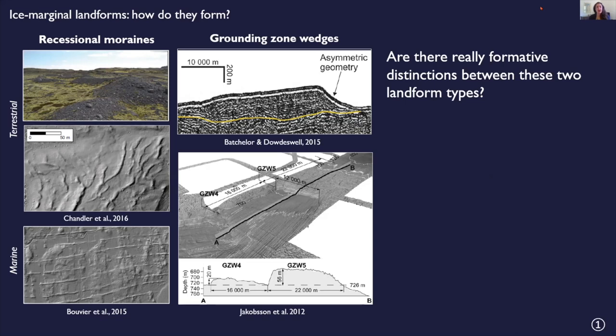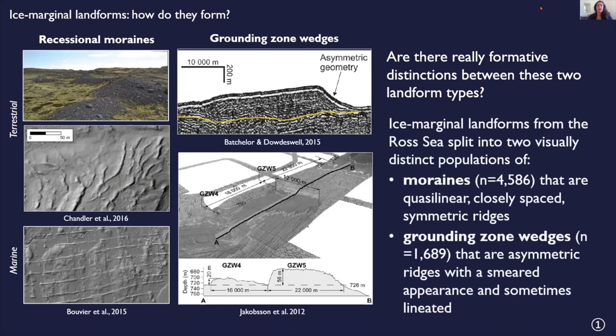With some of my recent work with colleagues, we've been thinking about why these are distinct landforms. One other question we have is, are they really distinct landforms? Or are they more on a spectrum of landform products that mark grounding line processes? The way we chose to go about this is to look at a really large data set of ice marginal landforms, over 6,275 ice marginal landforms, both recessional moraines and grounding zone wedges, that visually we split into these two populations.